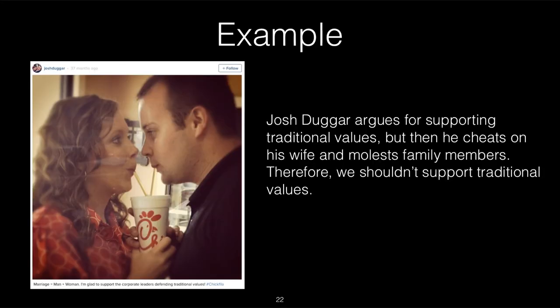So take the following example. Josh Duggar. I don't know if you all remember the Duggars and their large family. They were a large conservative family who believed in traditional values. And it turns out a few years ago that Josh Duggar argued for supporting traditional values. He came out and was giving speeches at various places for traditional values. But then we find out that he's cheated on his wife and he's actually molested his own family members. And let's say that we make the argument: Josh Duggar argues for supporting traditional values, but then he cheats on his wife and molests family members. Therefore, we shouldn't support traditional values.